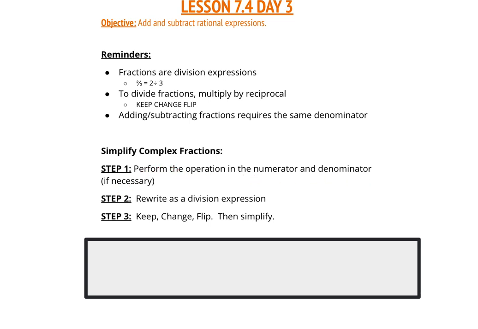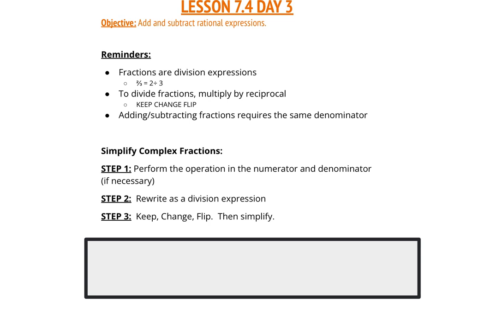So if there's adding or subtracting in the numerators or denominators, we want to do that first because we want to simplify it. We essentially want to have it so we just have one item in the numerator and one item in the denominator. So if there's addition happening anywhere or subtraction happening anywhere, we want to get that out of the way first. Step 2, we'll write it as a division problem.